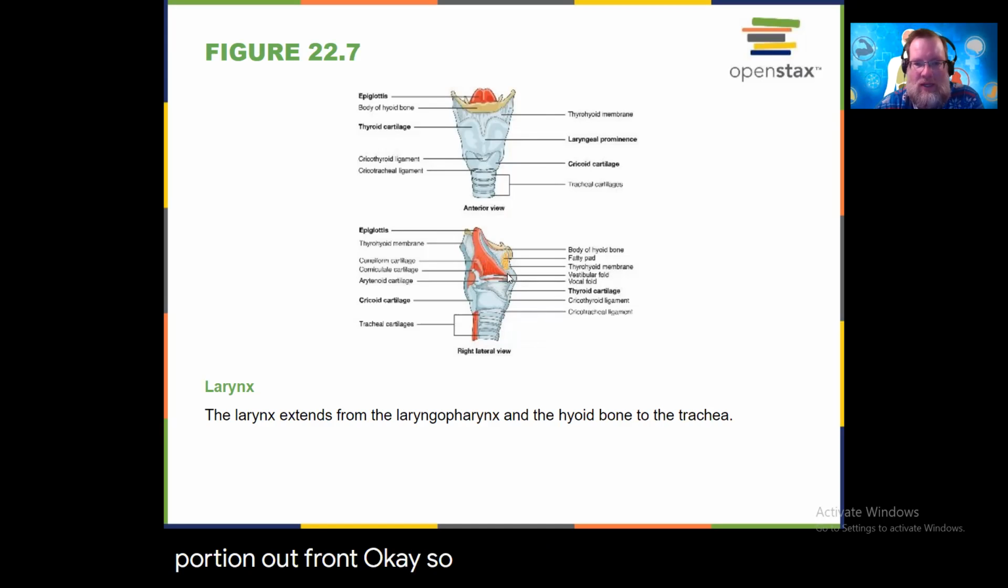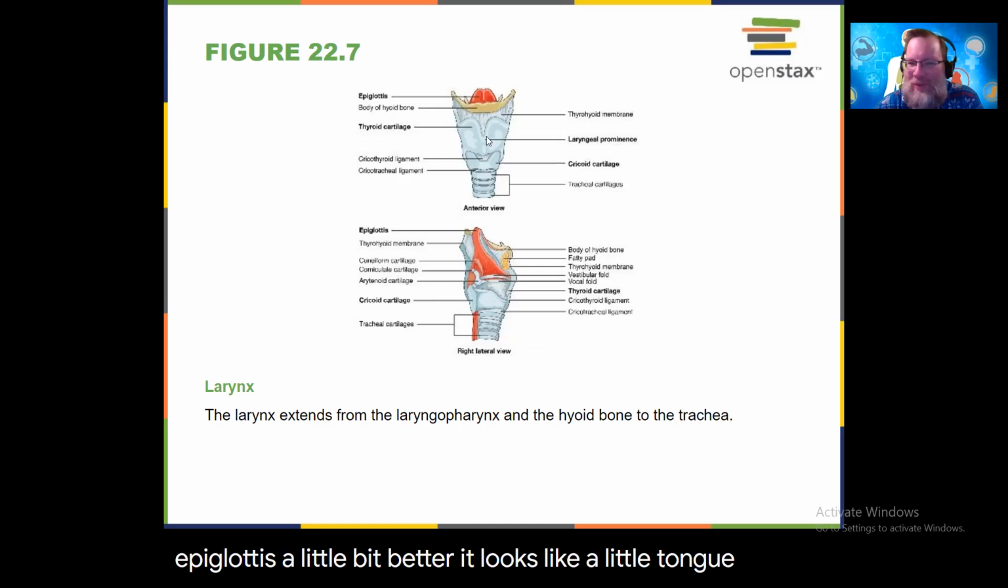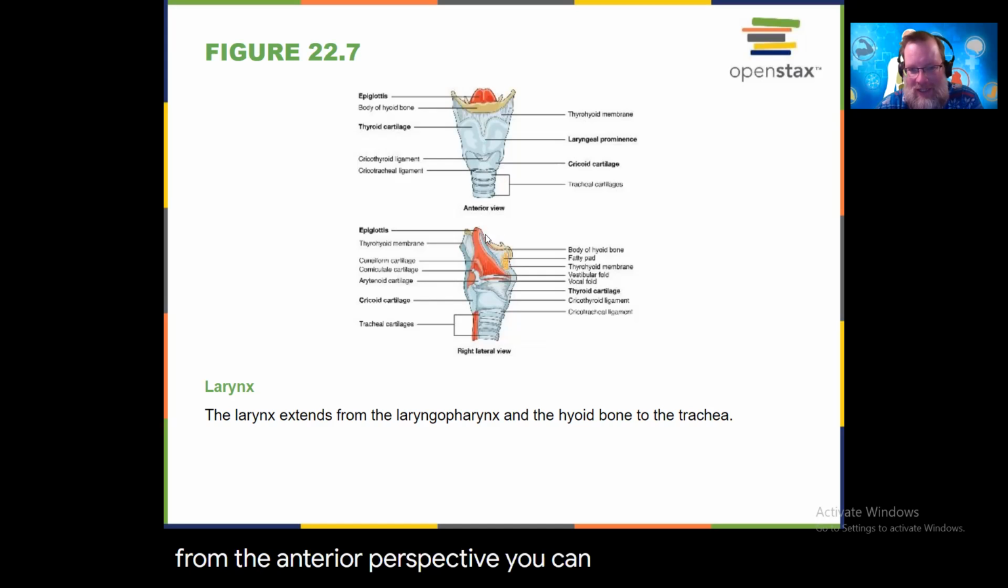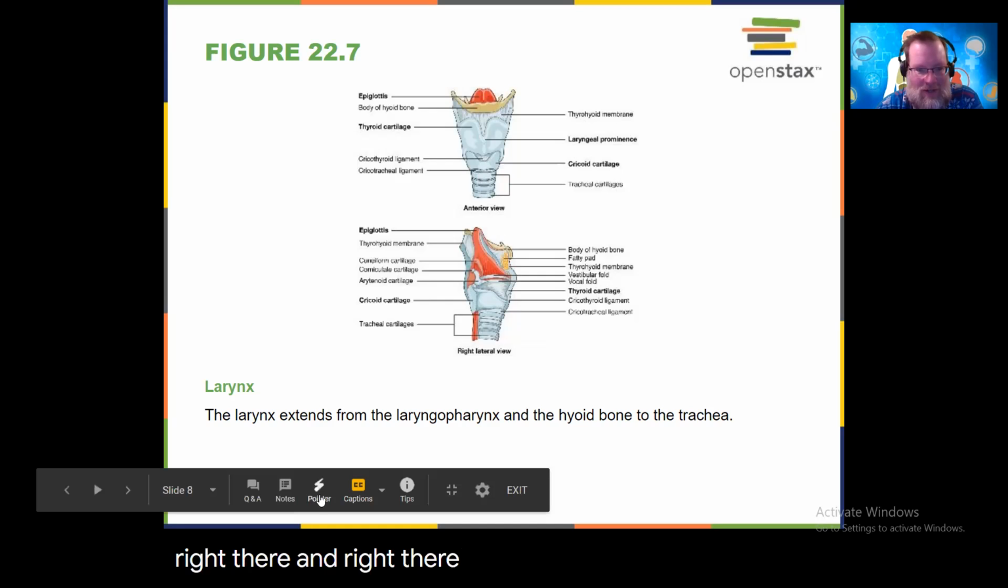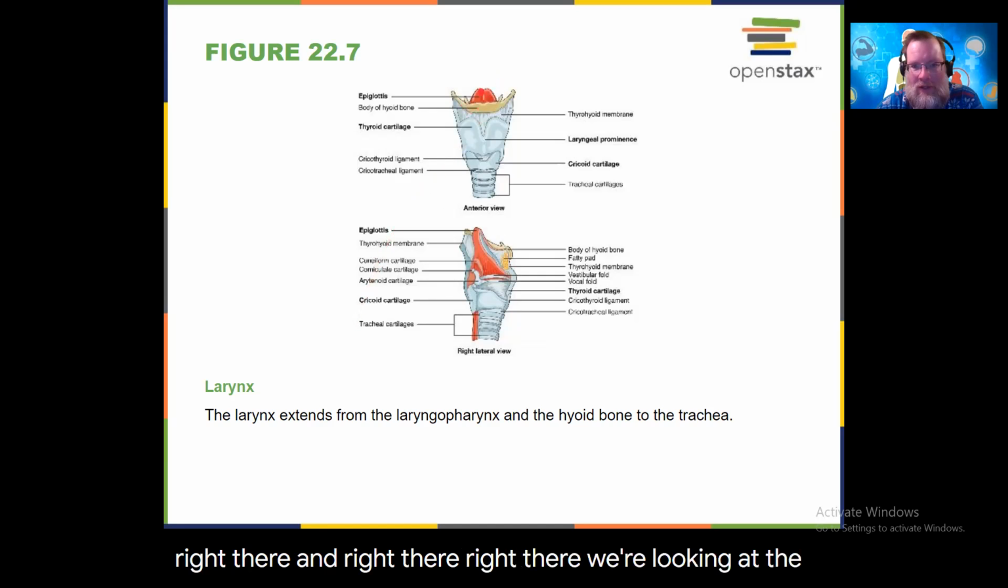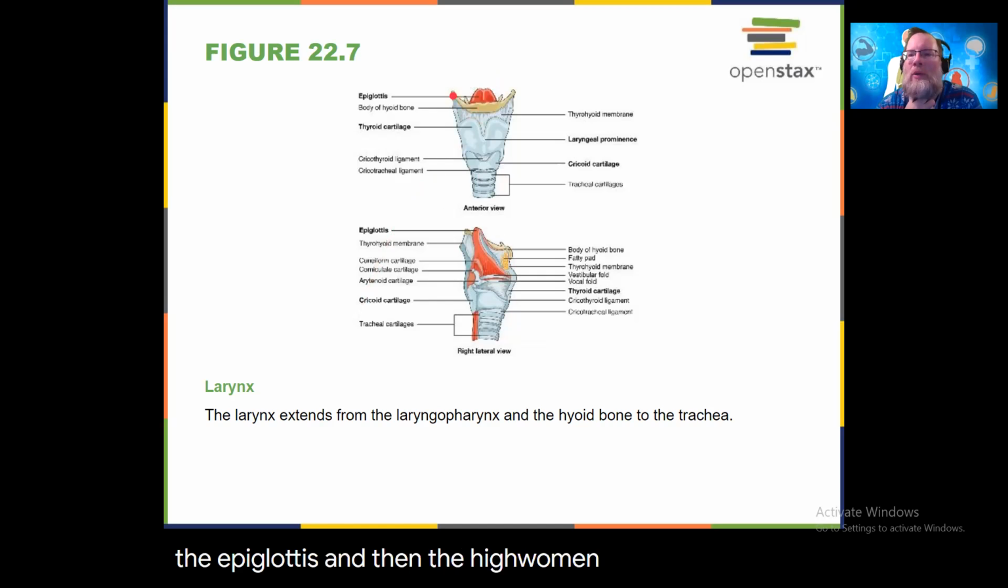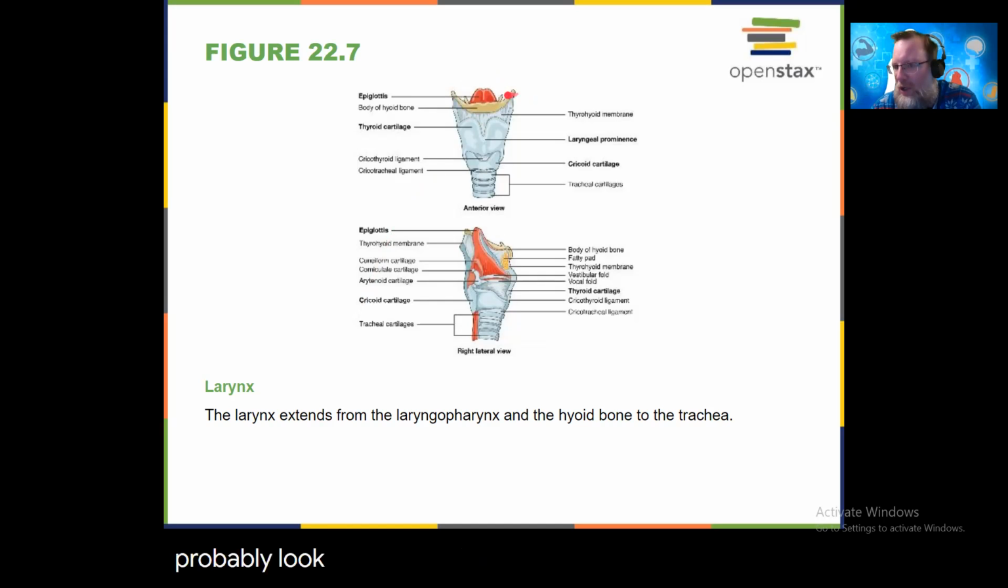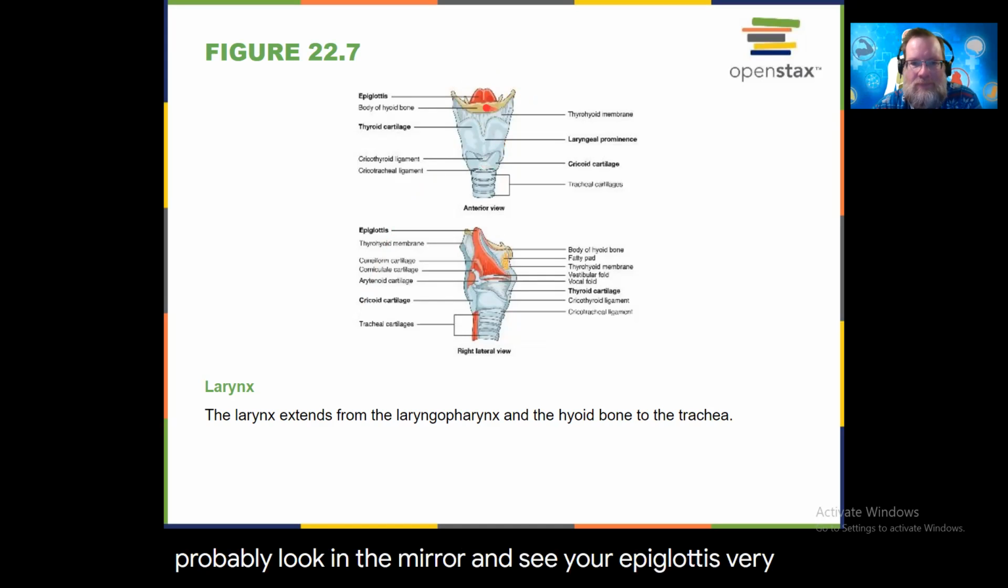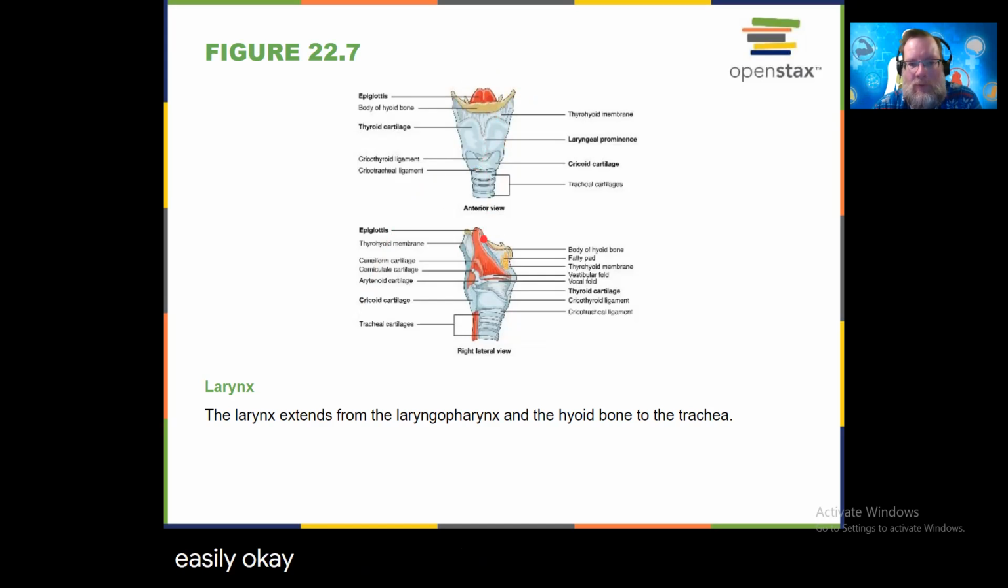Okay, so again, we can see this epiglottis a little bit better. It looks like a little tongue, right, from the anterior perspective. So you can see that's the tip of it right there and right there. So right there, we're looking at the epiglottis, and then the hyoid bone. We can't see this without a tongue depressor and a light. So you can't probably look in the mirror and see your epiglottis very easily. Okay. And then here's the peak of it right here.